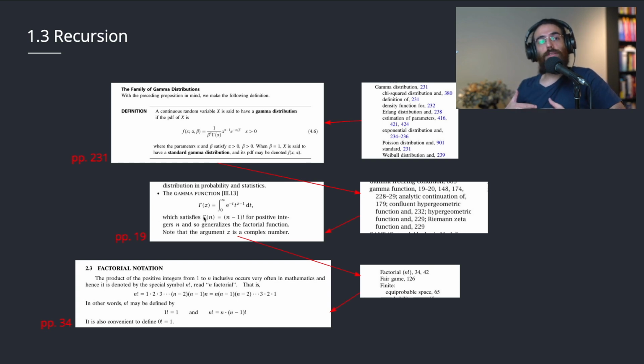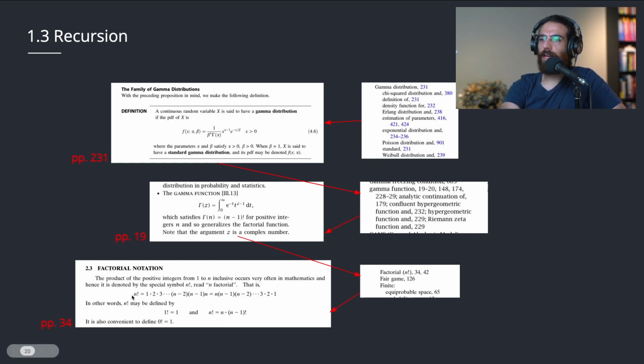In order for us to know what the gamma function does, it seems that we need to know what the factorial function does. So we go to another book, a more elementary, more basic book. And that book says if you want to know what the factorial is, go to page 34. So again, these are three separate books. All right, so we flip to page 34 and it says the factorial is basically this.